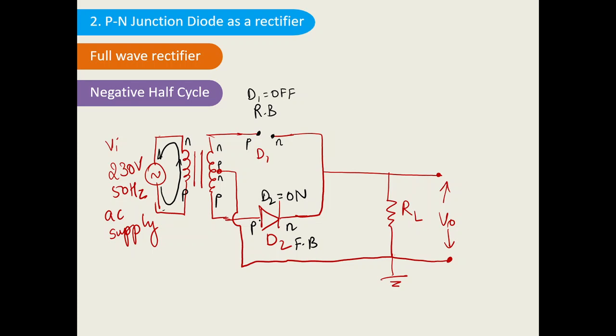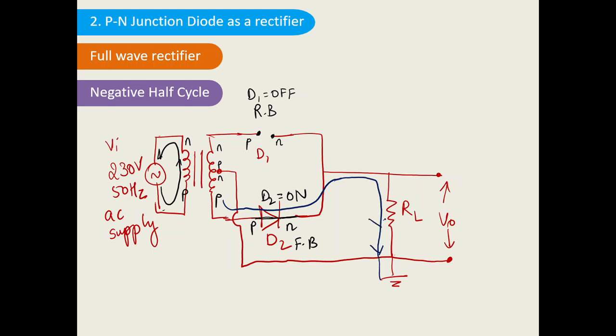Since D2 is on, I can say it is replaced by a short circuit, such that the current will be flowing through this diode D2 in the negative half cycle. Now what we are going to do is draw the current. The current will flow from positive to negative. So this is the short circuit path where the current will flow. It will move to the load resistance like this, and this will be the path, with the current flowing in the downward direction.